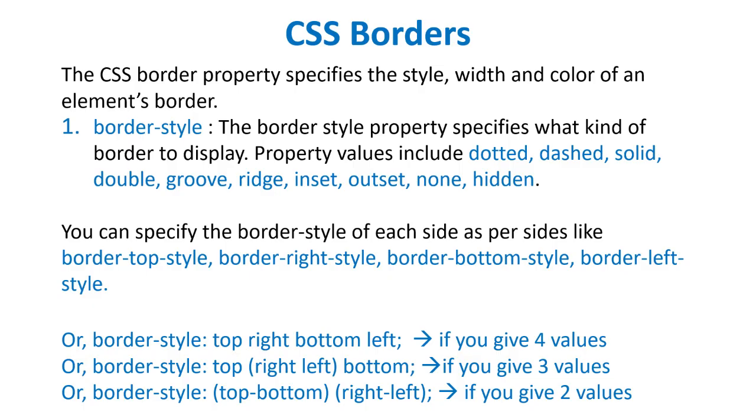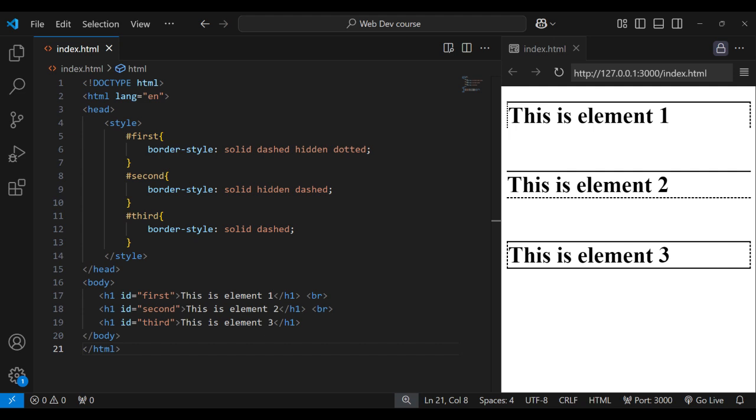If you give 4 values to border style property, the style will be applied in the sequence top, right, bottom, left. If you give 3 values in border style, the first value will be applied to top, the second value will be applied to right and left, the third value will be applied to bottom. And if you give 2 values to border style property, the first value will be applied to top and bottom sides, the second value will be applied to right and left sides.